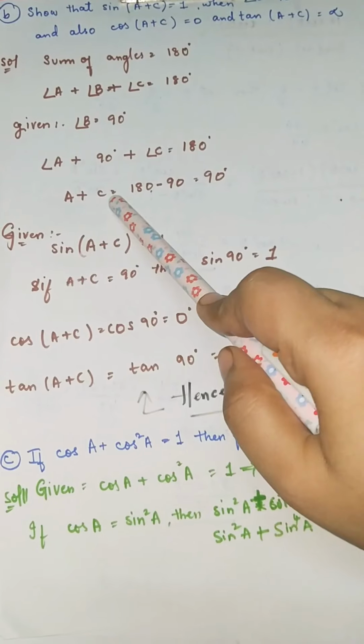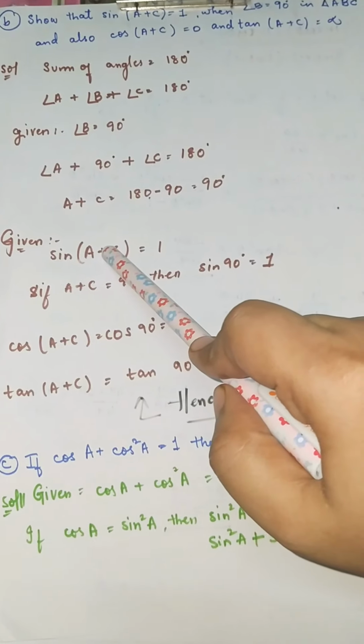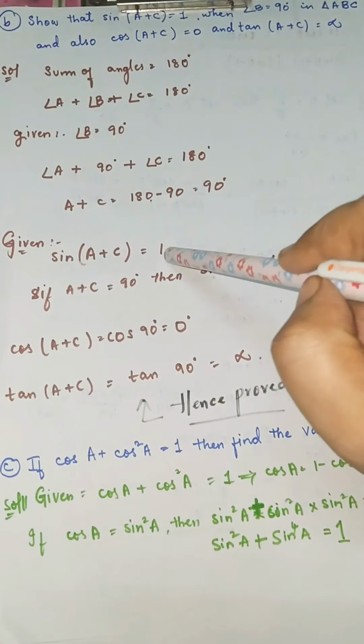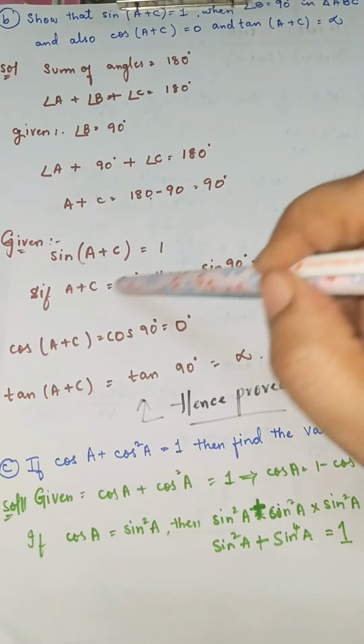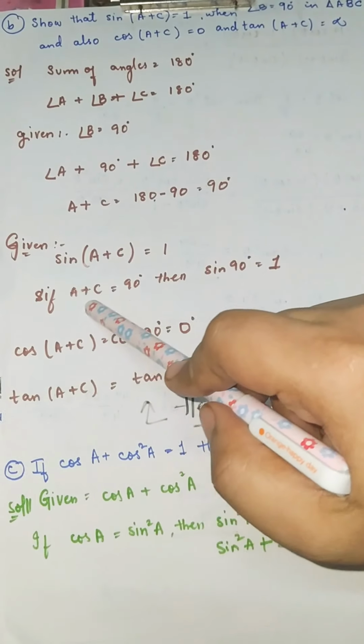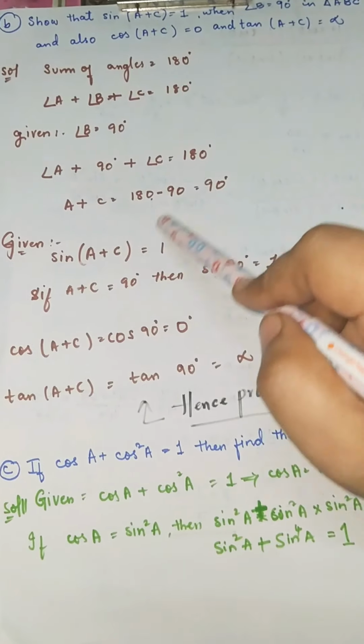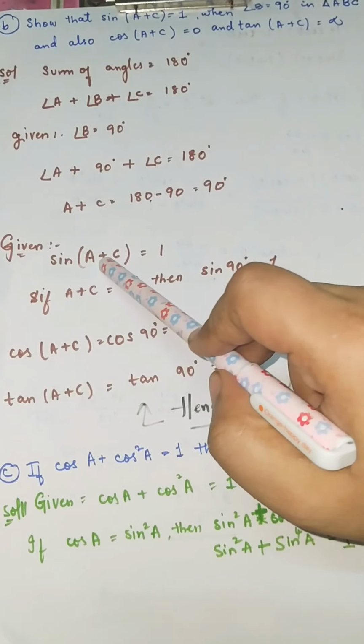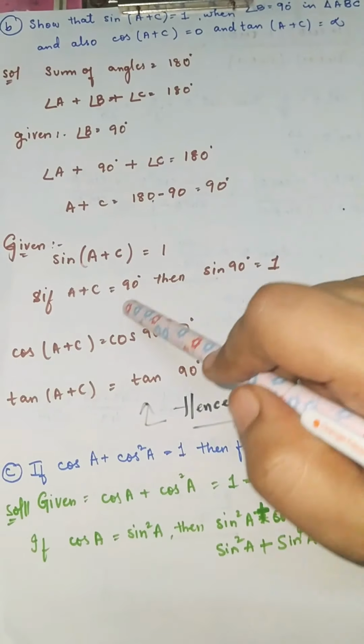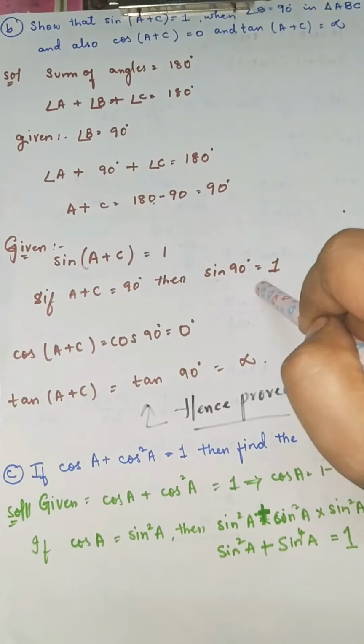Here we have A plus C. We have sin(A plus C) equals 1, which is given in the question. Now if A plus C is 90 degrees, then sin 90 degrees is equal to 1.